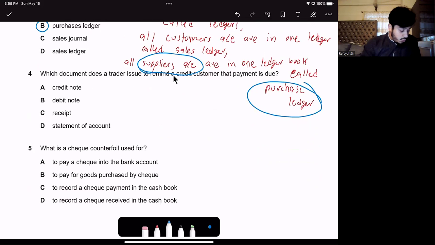Then, which document does a trader issue to remind a credit customer that payment is due? At the end of every month, we send a document or a statement to all of our customers to remind them about how much they owe us, and also to give them details about the transactions, the payments they have made, the returns they have made, all the transactions with them for the month, for the year. And that statement is called a statement of account. D is the answer.